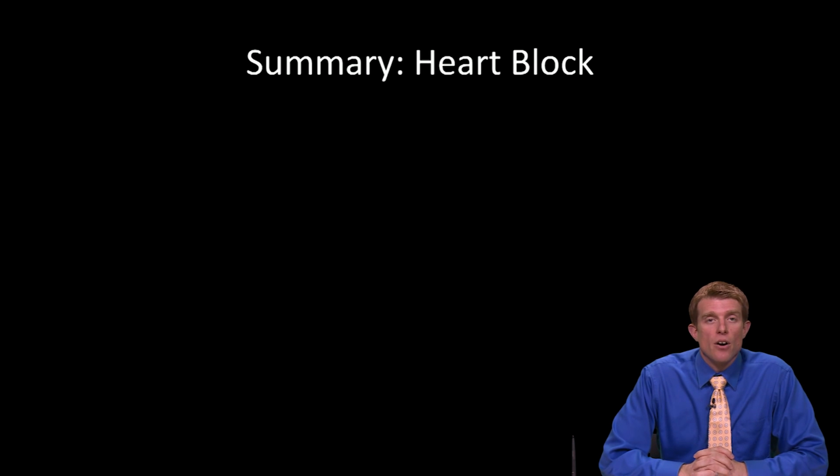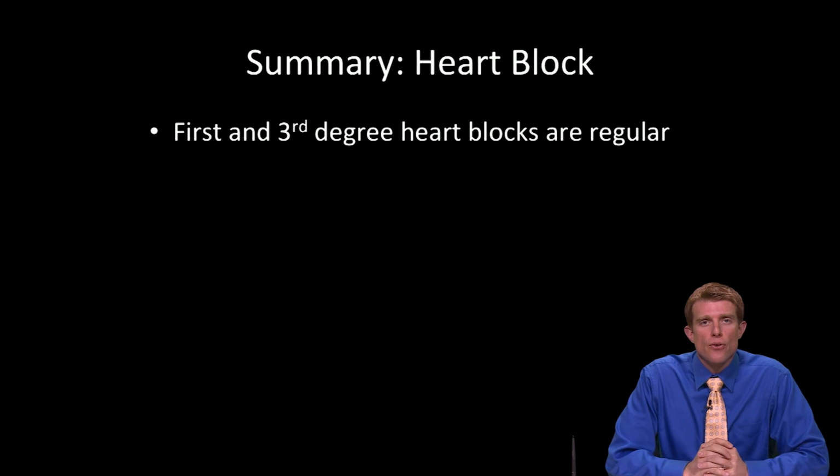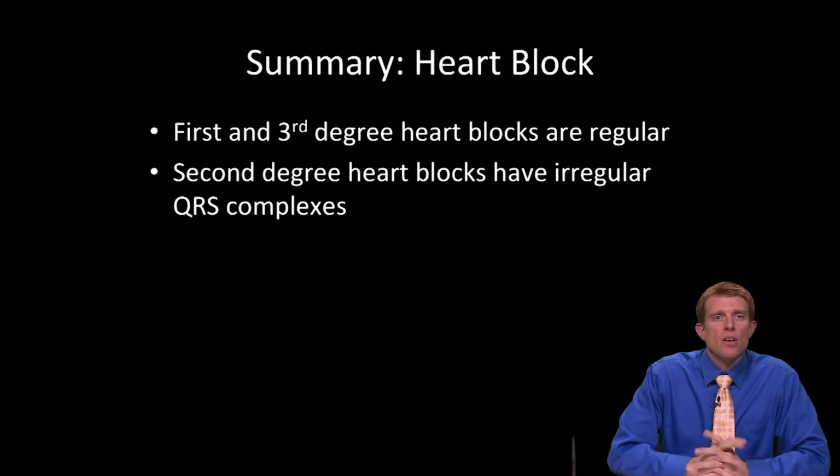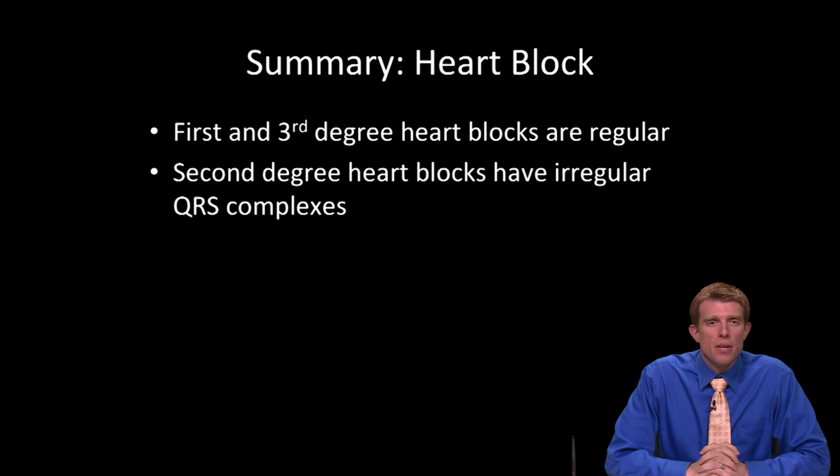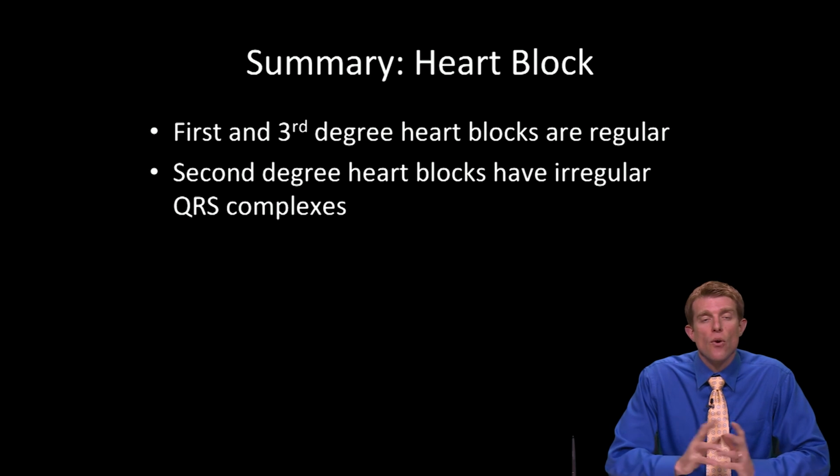So in summary, heart blocks. First and third degree heart blocks have regular QRS complexes. Second degree heart blocks have what appear to be irregular QRS complexes. And as we progress from first, second degree type 1, and type 2, and then finally third degree, they are really in order of severity. So a first degree heart block is typically not considered concerning, but a third degree, and especially a second degree type 2, are considered very concerning, as that patient may be at a high risk for a dysrhythmia and a complication due to that heart block.